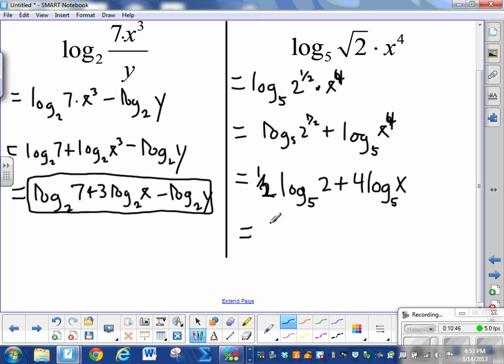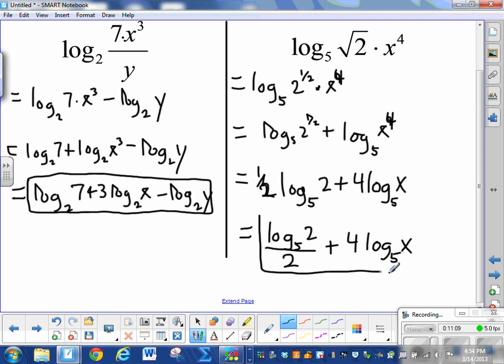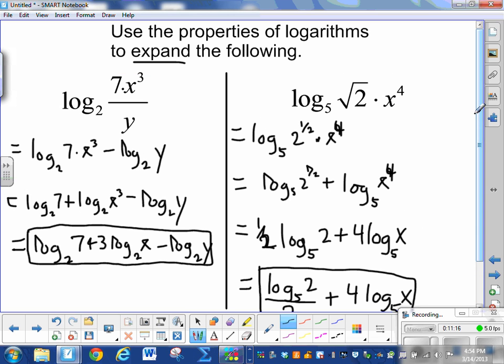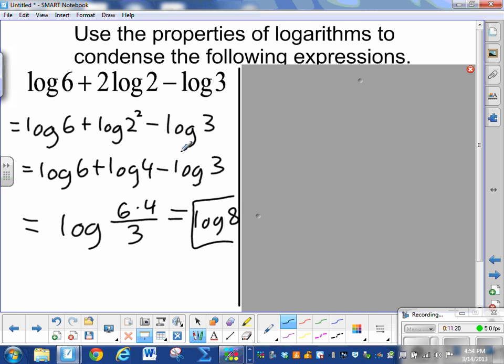But in a few textbooks I've seen, with log base 5 of 2, because multiplying by 1/2 is the same thing as dividing the whole thing by 2, I've actually seen it a lot like this also. So 4 log base 5 of x. The worksheet that I made for you actually has it starting like this on the next part, so I would like to see it like that. Okay, so that being said, let's go to condensing.